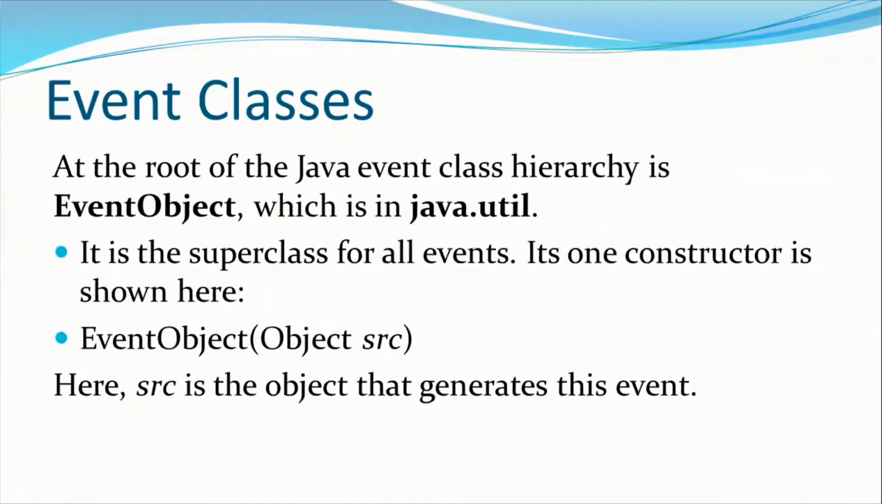Event classes. At the root of the Java event class hierarchy is the EventObject class, which is there in the java.util package. It is the superclass for all types of events, and its constructor is EventObject(Object source). Here source is the object that generates this event.